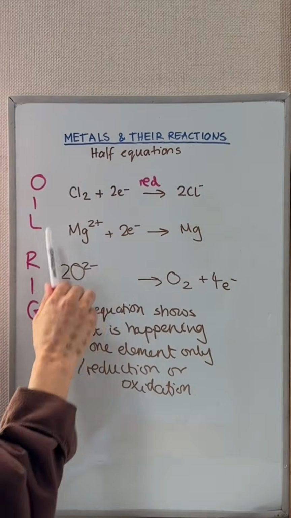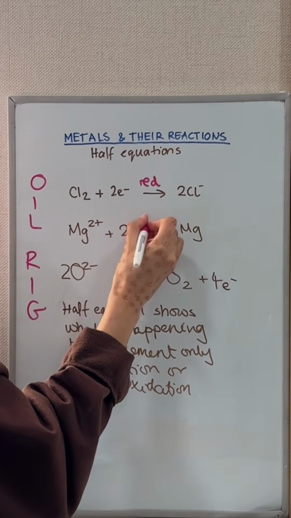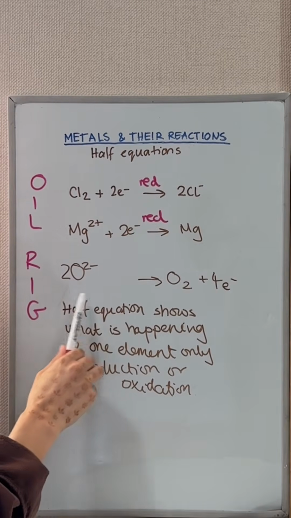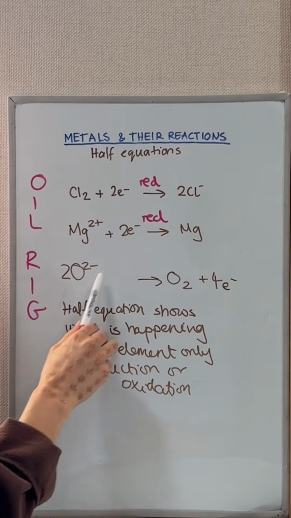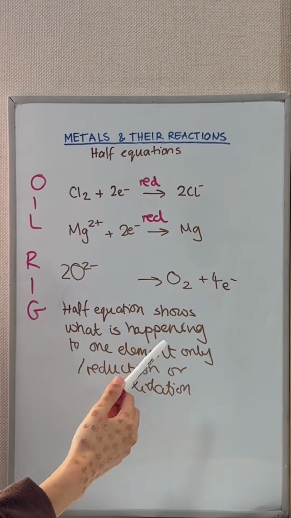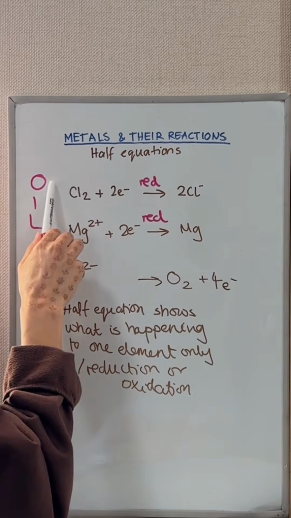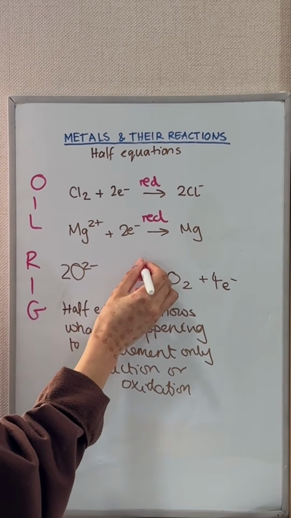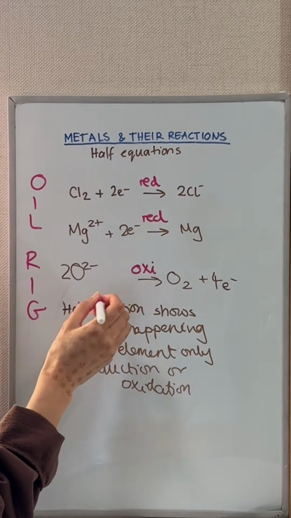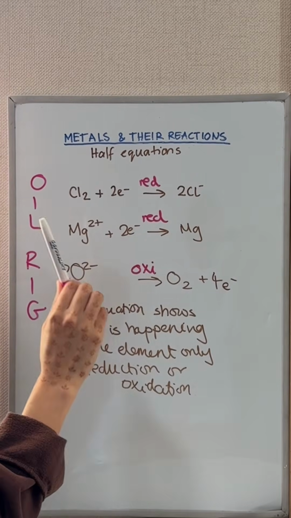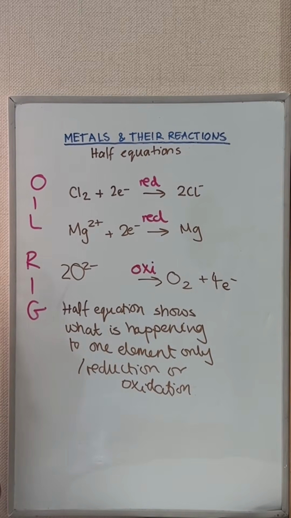In the second equation, magnesium ion is gaining 2 electrons, again showing reduction. Here, you have 2 oxide ions that turn into oxygen gas and also lose 4 electrons in the process. So here we are losing electrons. Oxidation is loss of electrons. So this equation is showing oxidation. So this is a half equation for reduction, a half equation for reduction, and a half equation for oxidation.